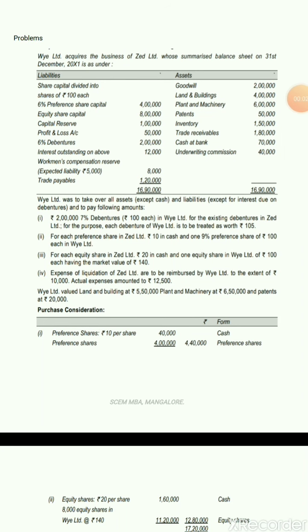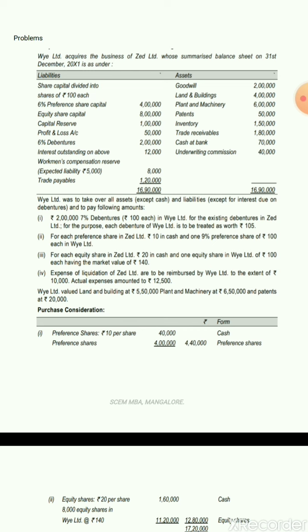Okay, see this problem. Information: Y Limited acquires the business of Z Limited, whose summarized balance sheet on 31st December is stated below. So, Y Limited is transferee company and Z Limited is transferor company, because here Z Limited is transferring its business to Y Limited.